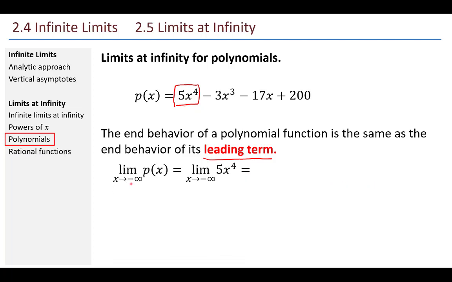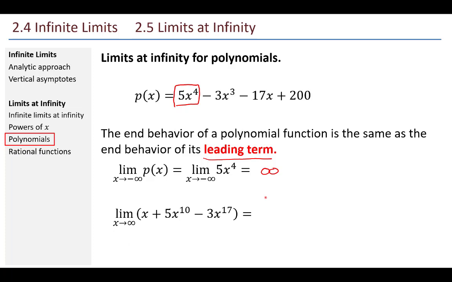So if I want to figure out the limit as x goes to negative infinity of the polynomial, all I need to do is take the limit as x goes to negative infinity of that leading term, 5x to the 4. So I know how x to the 4 behaves. That will go to infinity. So certainly 5x to the 4 also goes to infinity.